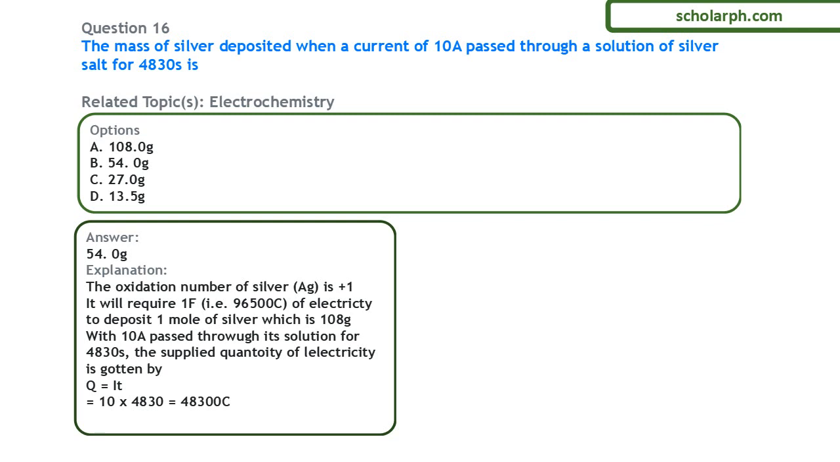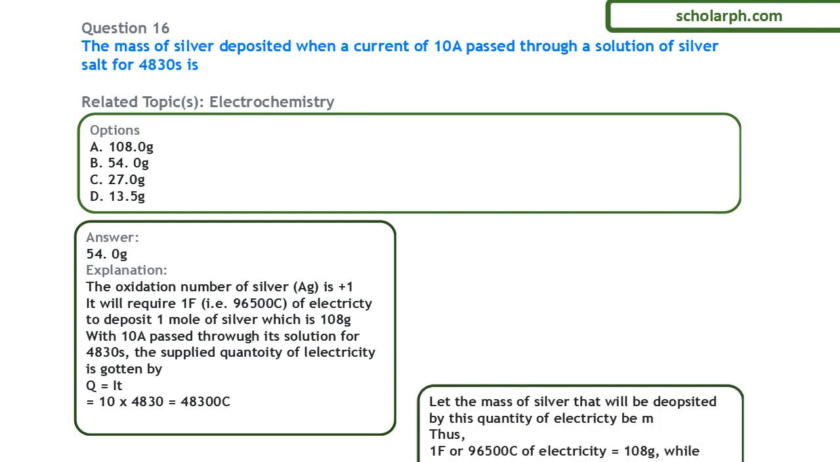If you now have 10 ampere of current passed through a solution of silver for 4,830 seconds, then what we are going to do is calculate the quantity of electricity that has been supplied to that solution, and that will be equal to the current times time. That is 10 times 4,830, and that will be 48,300.